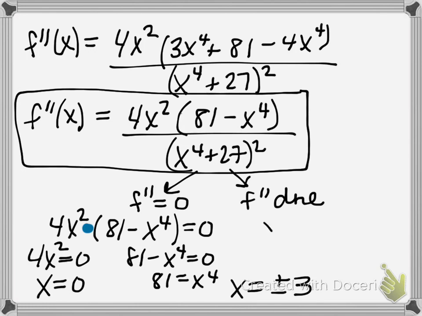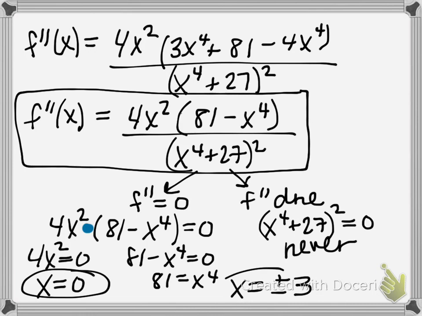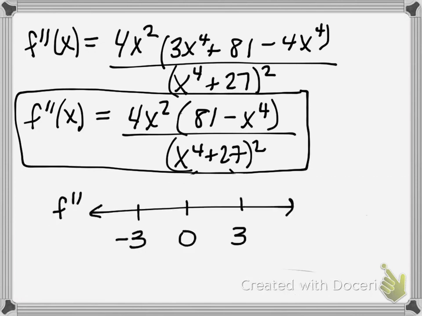Where's the second derivative undefined? Again, that would happen when the denominator is equal to 0. But we've already attacked this a few times. This doesn't happen because the denominator is always positive, so that's never. So right now we have 0 and plus or minus 3, and we're going to want to test around those values. So we'll test a value smaller than -3, maybe -4, between -3 and 0, between 0 and 3, and bigger than 3.